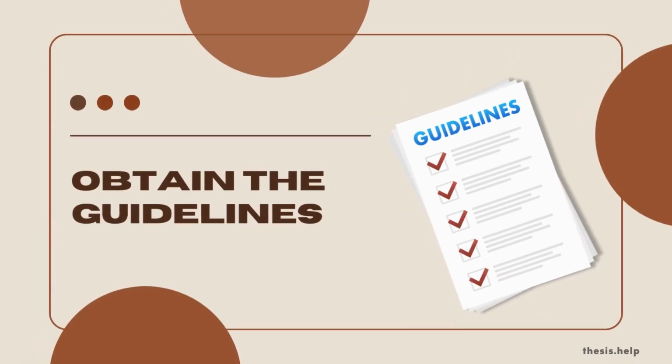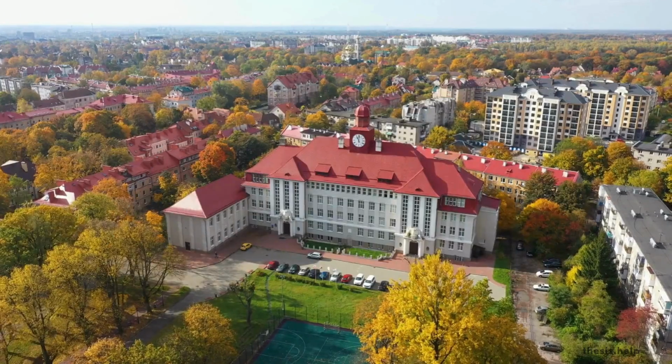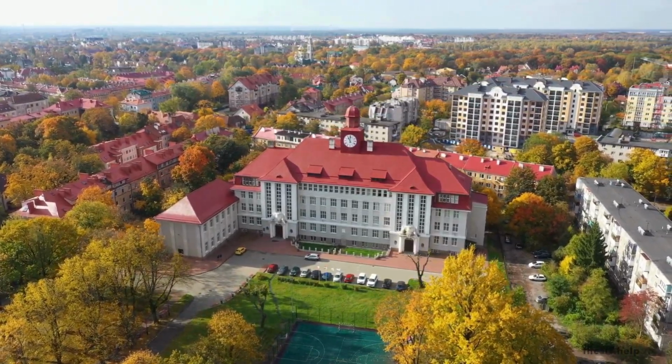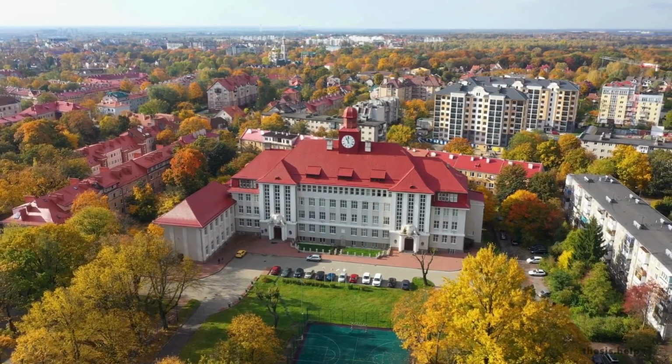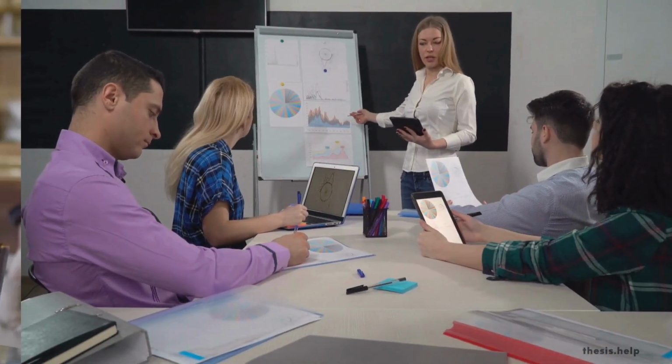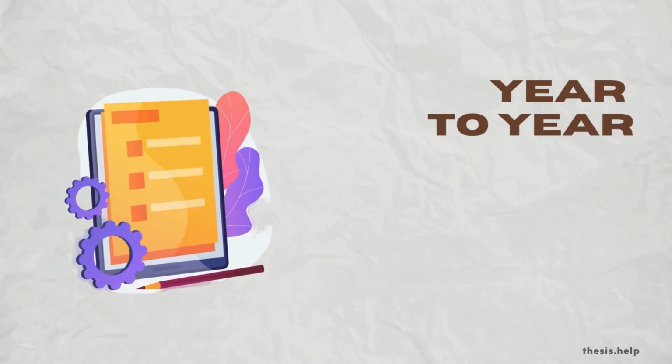Step 1. Obtain the guidelines. The first step in decoding university's thesis guidelines is to obtain the most recent version. This can typically be found on your university's website, within your department, or through your academic advisor. Ensure you have the correct version as guidelines can change from year to year.